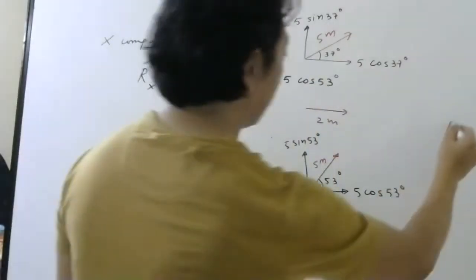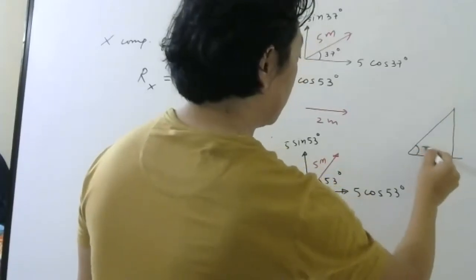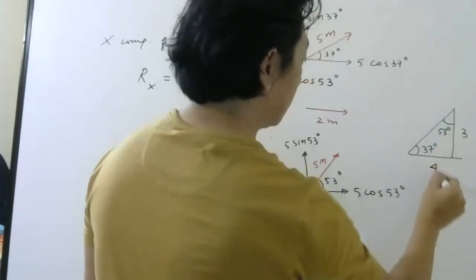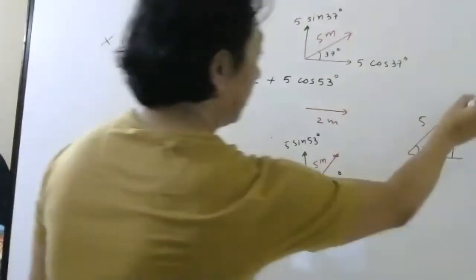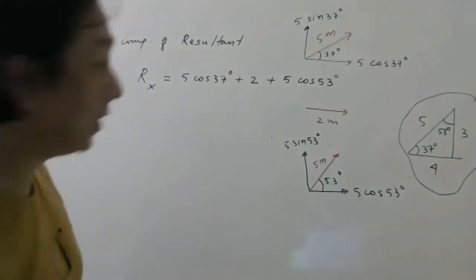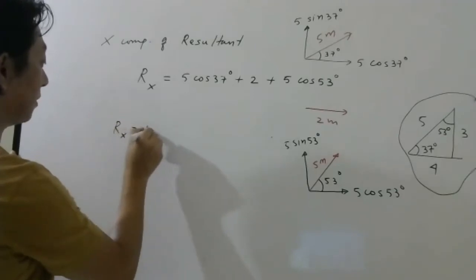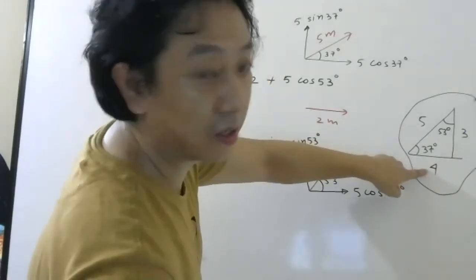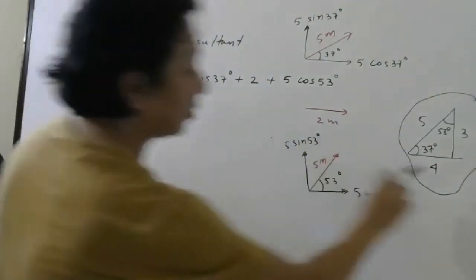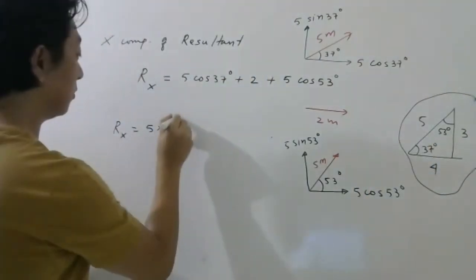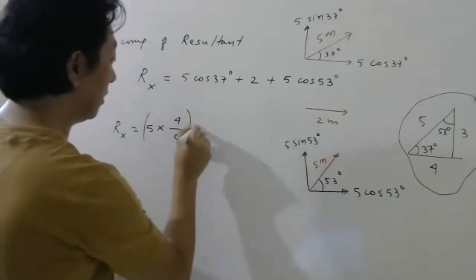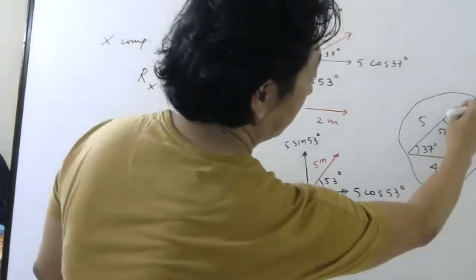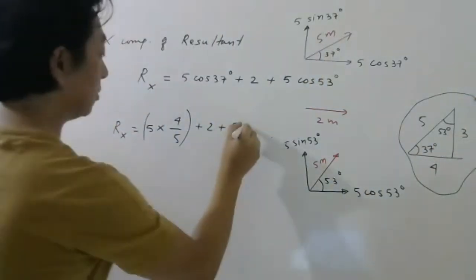Let us remember the triangle now. If this is 37 degree, this is 53 degree, this side is 3, this side is 4, this side is 5. If you forget, you can draw the triangle separately on the rough side, and then you can simplify. What is cos 37? Cos 37 is 4 by 5. Adjacent is 4, hypotenuse is 5. So 4 by 5 is one part. Plus 2, plus 5 cos 53. This is 53, so cos 53 will be adjacent 3 by hypotenuse 5, so 3 by 5.